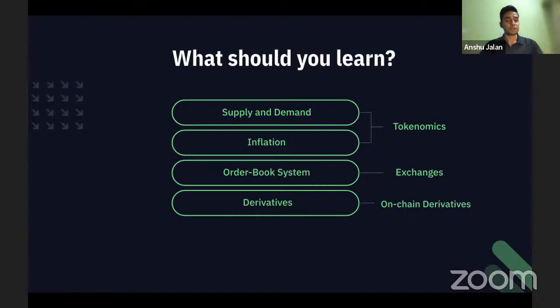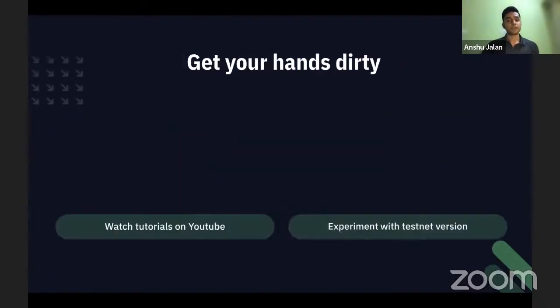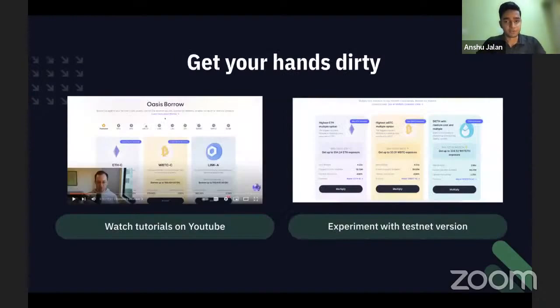So these 4 topics, you really don't have to read a book or something. Just go on Google, type the topic out, read a few articles. And really in 1.5 days, you will have a good understanding of what all of these are. It's really so easy. So now you have an understanding of the basic concepts. What should you do now? Well, go get your hands dirty, explore what's already out there.